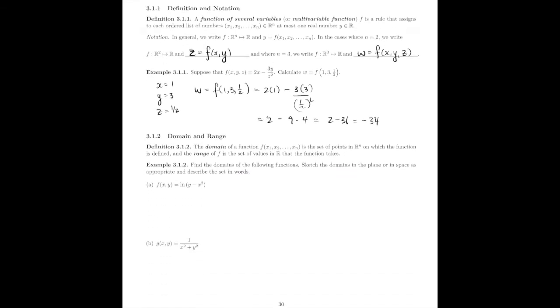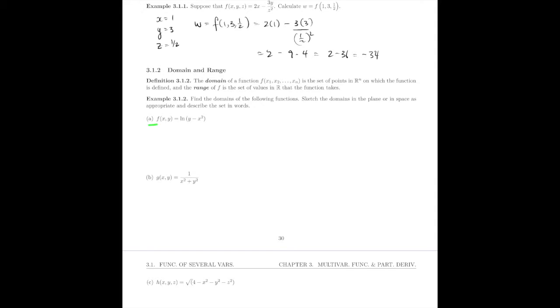So if we look here at part A, f of (x, y) is the ln of (y minus x squared). So that's a real valued function, which, as you remember from your calculus course or your course on functions, can only take positive values, not 0 either. So y minus x squared must be greater than 0. Y, therefore, has to be greater than x squared. That is describing to us a region in the plane.